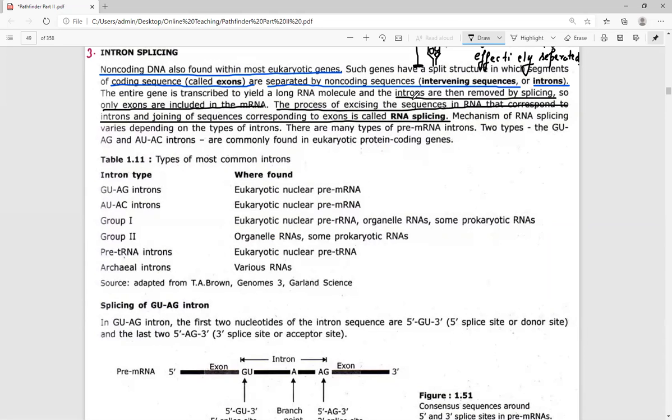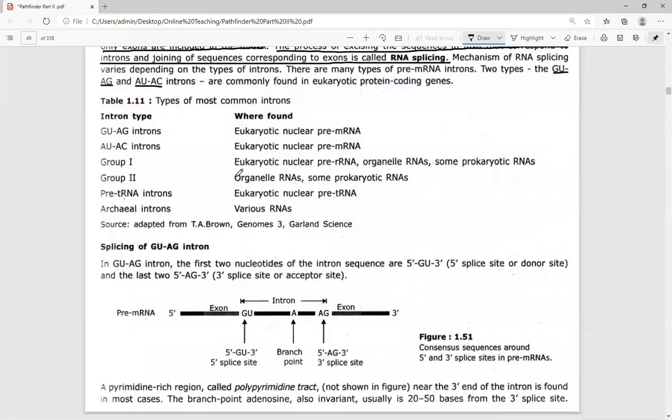The mechanism of RNA splicing varies depending on the type of the introns. There are many types of pre-mRNA introns. The two different types of pre-mRNA introns are the GU-AG introns and the AU-AC introns, and these are removed by a complex referred to as the spliceosome complex. Now, what is this spliceosome complex and how is it produced, that we have to see.